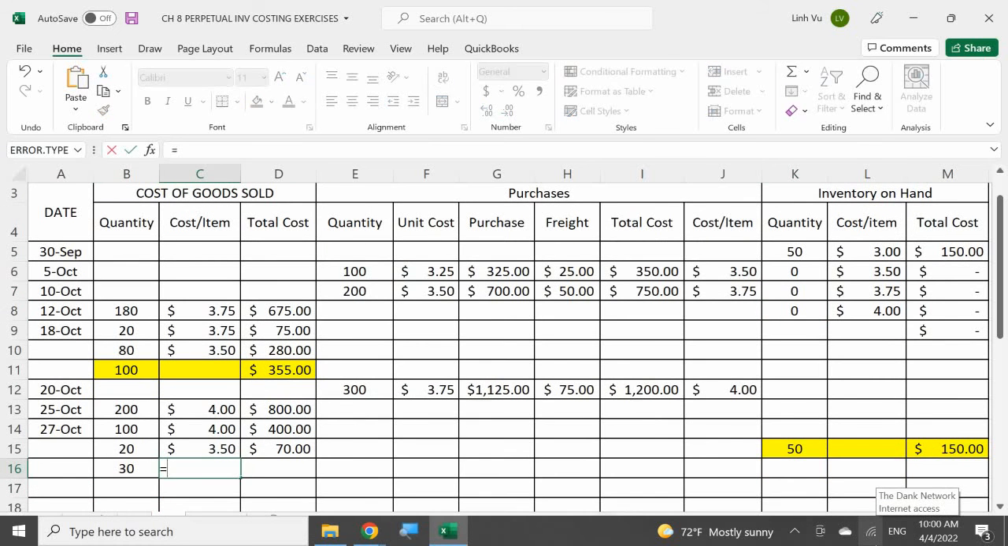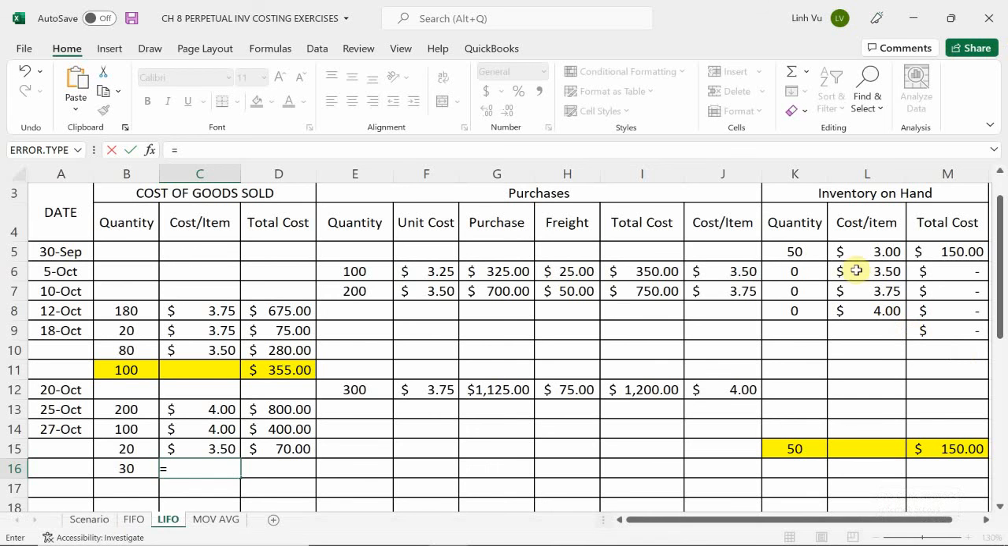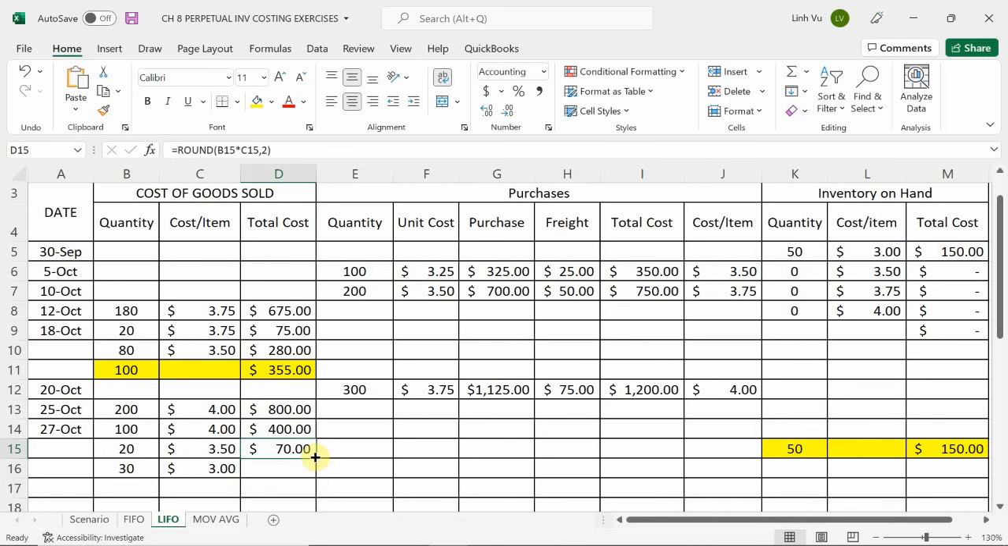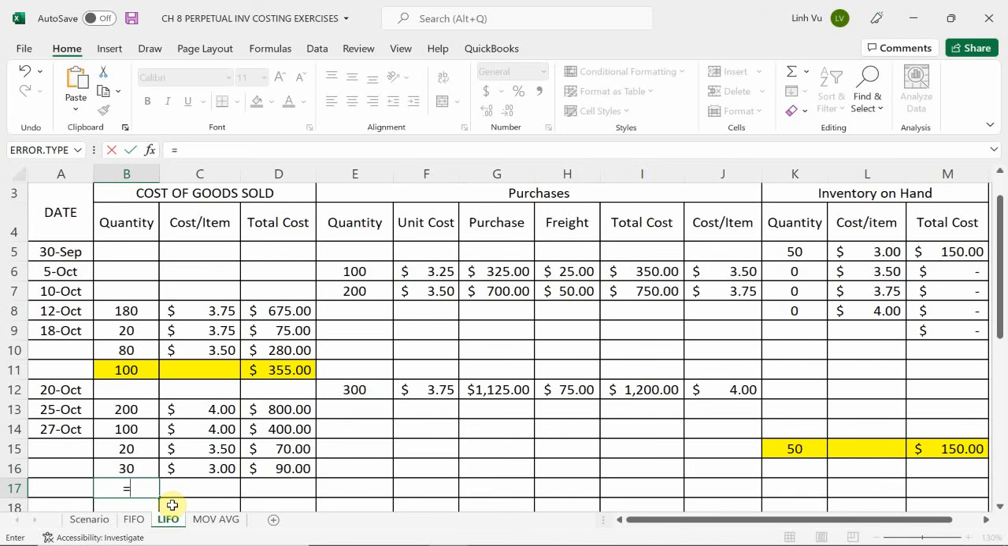Okay, so in this case, I only have one batch of inventory left. How much is it going to cost me per item? We said 30 by 3. 180. Oh, actually, in this case, it's 90, right? 30 times 3. Okay, yeah. So in this case, right? Good.